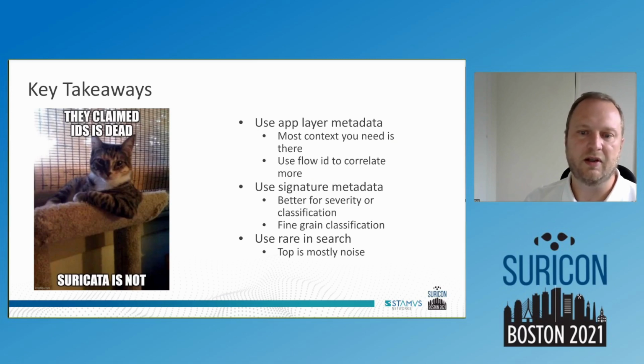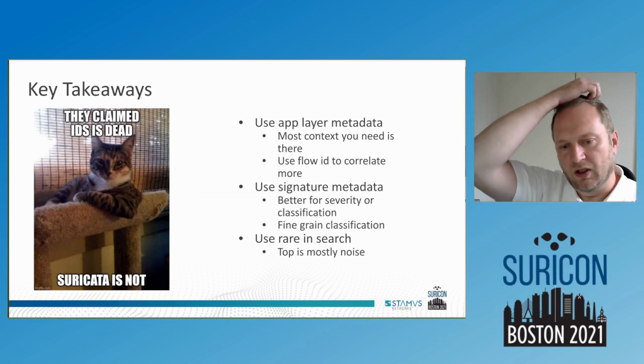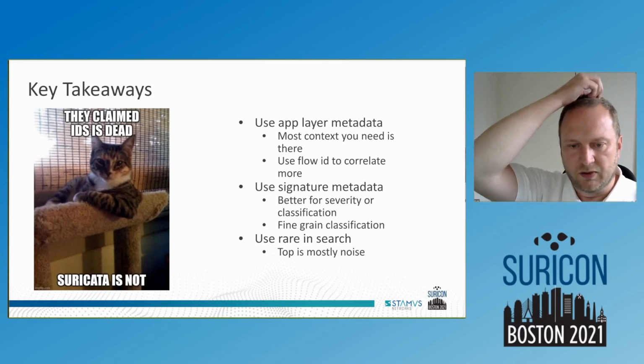It's fine grain, it's more accurate, and in a lot of cases the rule writers are taking more care about putting the metadata in, using the right classification of severity. And one last point, if you are building your indicator, top can be useful, but in most cases it's noise. So it's better to use rare in search instead of doing the classical top approach.